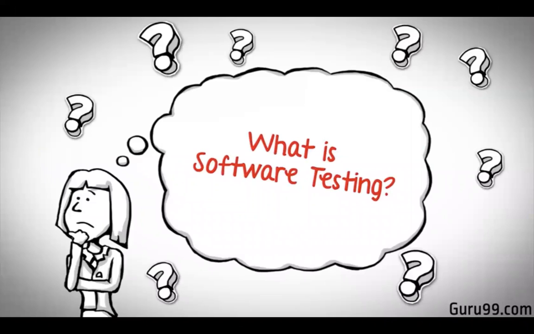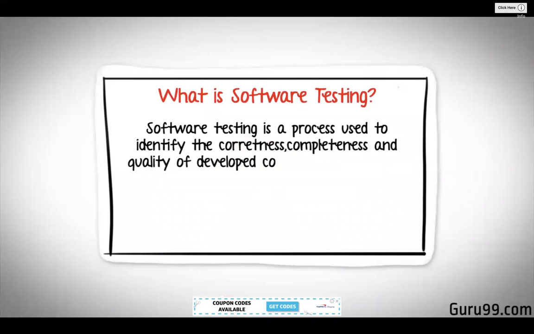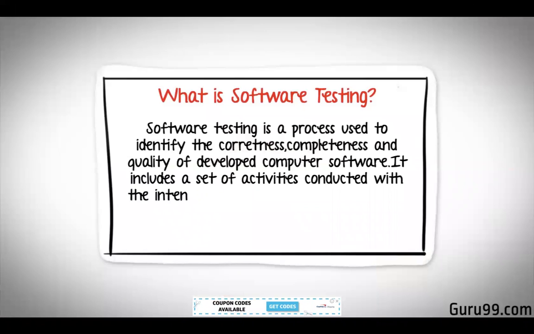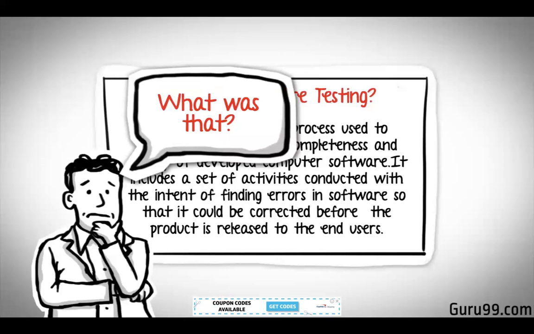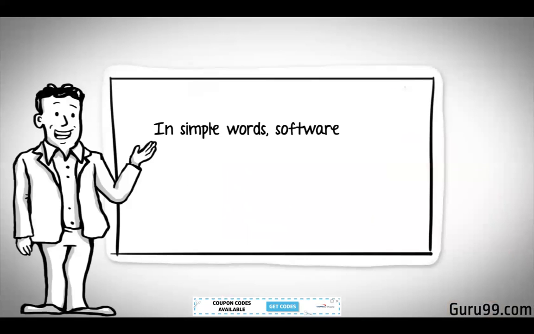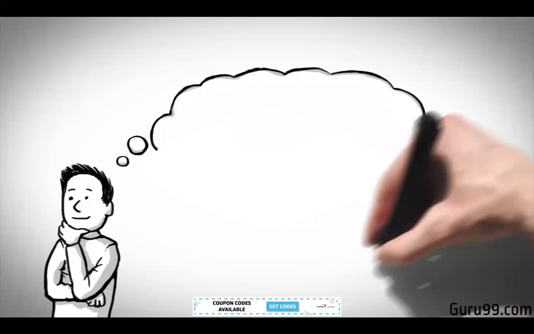What is software testing? Software testing is a process to identify the correctness, completeness, and quality of developed computer software. It includes a set of activities conducted with the intent of finding errors in software so that it could be corrected before the product is released to the end users. In simple words, software testing is an activity to check that the software system is defect-free. Why is testing important?